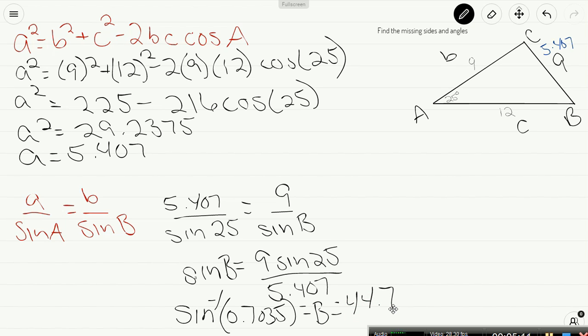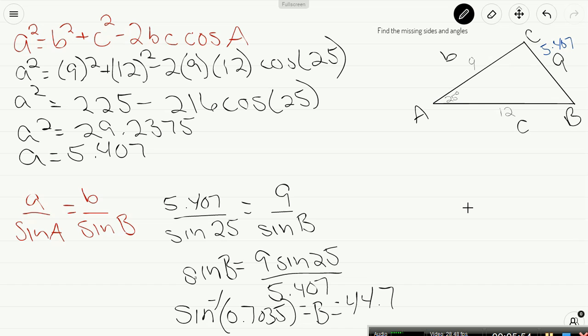The thing about this answer is that because there's a supplementary angle, 180 minus 44.7 is going to give us 135.3, which means that the sine of 135.3 is also going to be this number. So we have to use a little bit of logic. When you look at this triangle, you see that A is the smallest side, B is next, and then C is the largest side. So it follows that angle C is going to be the largest angle as well in the triangle.